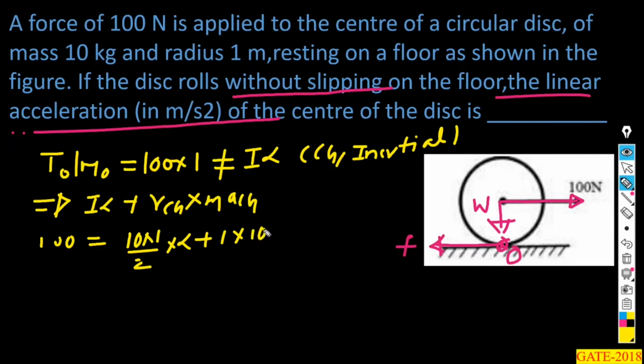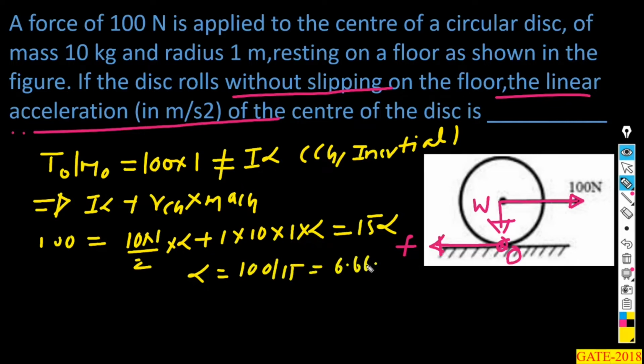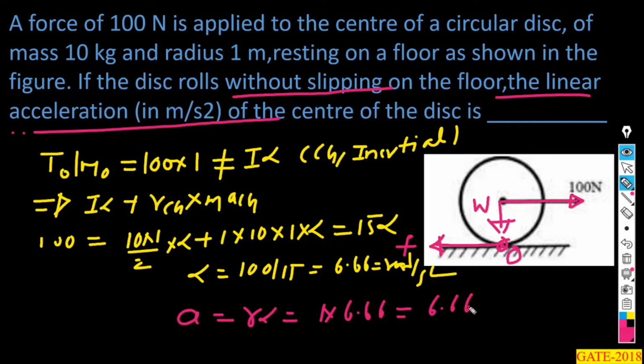CG, then 1 into alpha, which is equal to 15 alpha. Then alpha is equal to 100 divided by 15, which is equal to 6.66 radian per second square. But in the question, we need to find the linear acceleration of the center of the disc. We know a is equal to R alpha. We know the alpha value. a is equal to R into alpha, which is equal to 1 into 6.66, which is equal to 6.66 meter per second square.